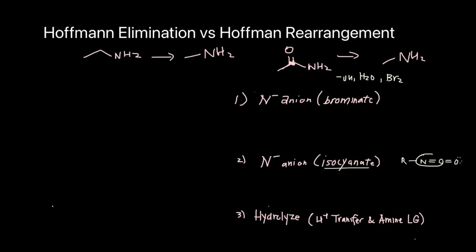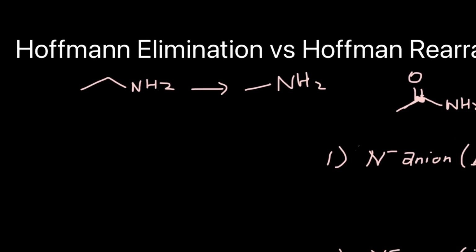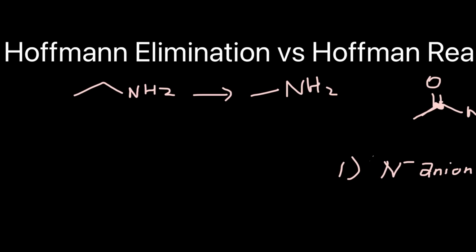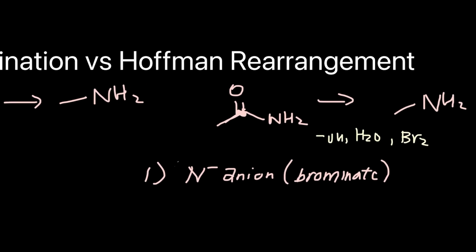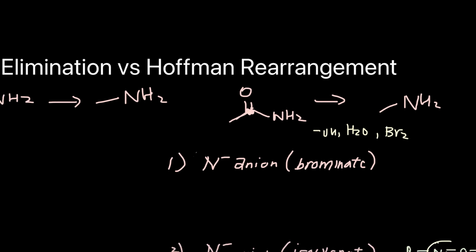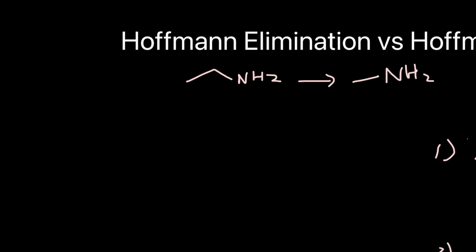In today's video, we'll draw the reaction mechanisms of a Hoffmann elimination versus a Hoffmann rearrangement. The Hoffmann elimination is where you have an amine, but you decide that you want a different alcohol from this amine. Whereas for the Hoffmann rearrangement, you start with an amide and you turn it into an amine, but you also take away that carbonyl carbon. So we'll do the mechanisms here.